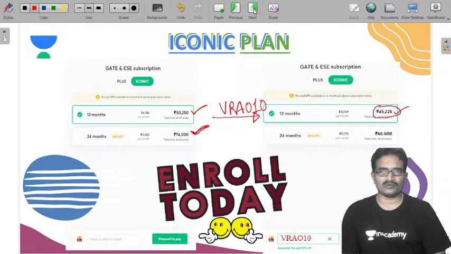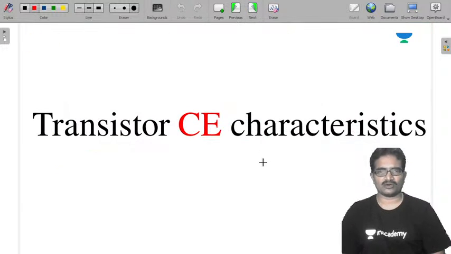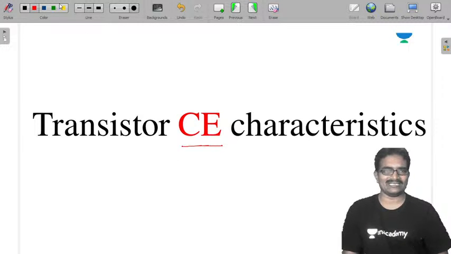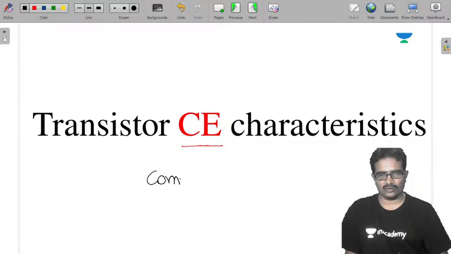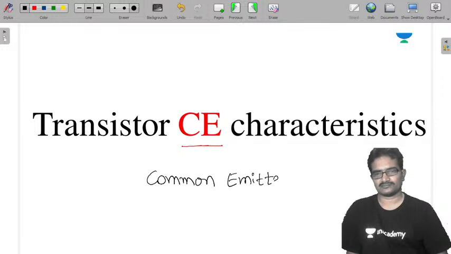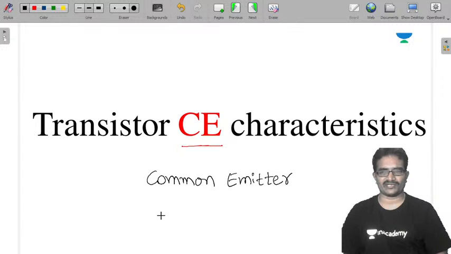Now I'm moving to our topic, transistor CE characteristics. CE means common emitter characteristics. So we know that in a transistor we have three terminals: emitter, base and collector. Three terminals we have.